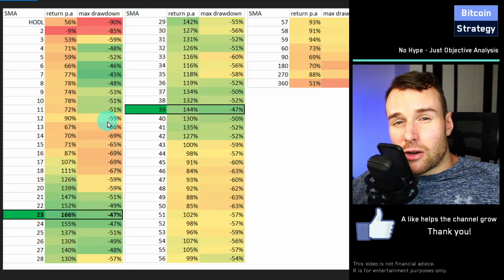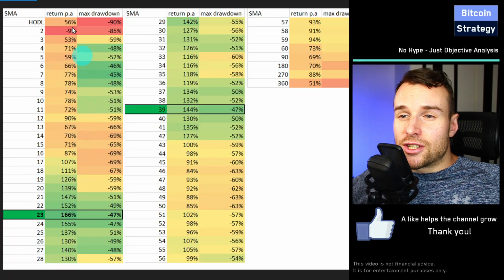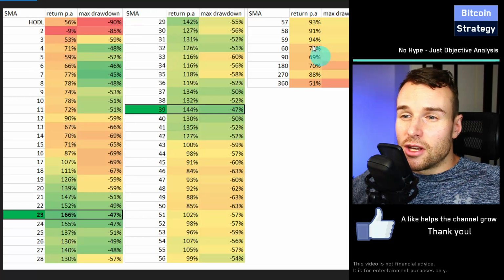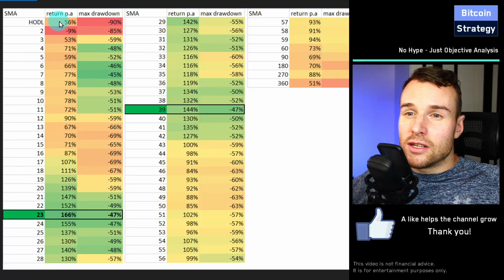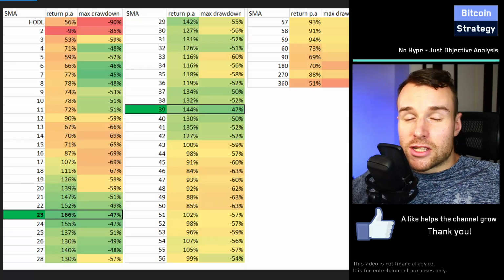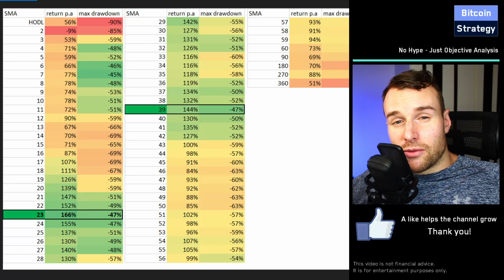If we compare this, however, with the daily moving averages, the result was very much different. This did not include trading fees, but here buying and holding would have given us 56%. So this is a longer time frame because we have daily data.